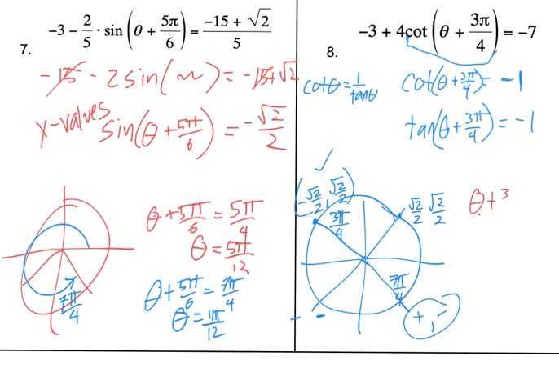Theta plus 3 pi over 4 is going to be 3 pi over 4. We end up getting 0 as our value for that, and that is within our domain. For the next one, we've got theta plus 3 pi over 4 is equal to 7 pi over 4. Theta is going to be 4 pi over 4, which is just equal to pi.